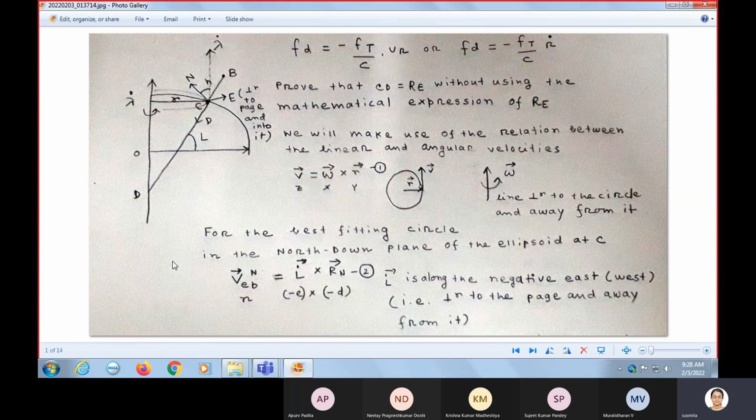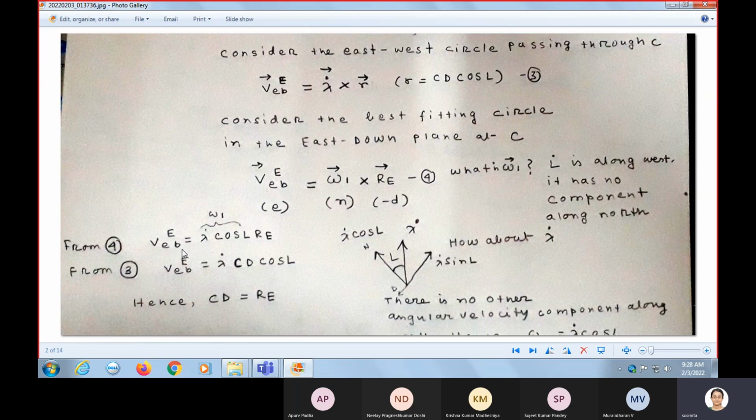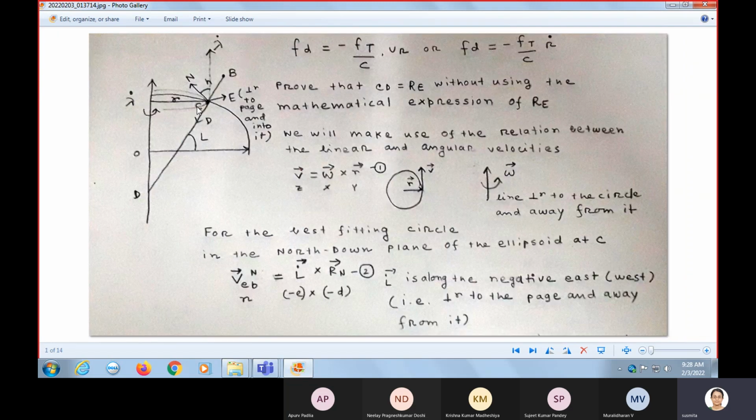We can also consider an east-west circle passing through this point, and we can also consider the best fitting circle in the east-down plane. Right. So let's see what we can say with those circles. Let's consider the east-west circle passing through this C point. Now we already proved yesterday that small r is the radius, and this angle is L. So small r is equal to CD cos L, that we already discussed in the class yesterday.